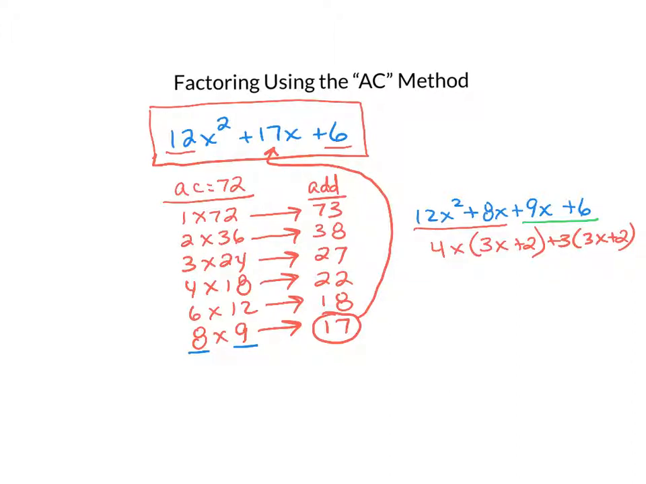Notice now that I have a common factor in both of those terms of 3x plus 2. So I'm going to take out my 3x plus 2 out of both of those terms. I'm going to be left with 4x plus 3. So 12x squared plus 17x plus 6 does factor down to 3x plus 2 times 4x plus 3. You could go through and check that by using the FOIL method, and you would see that that works.